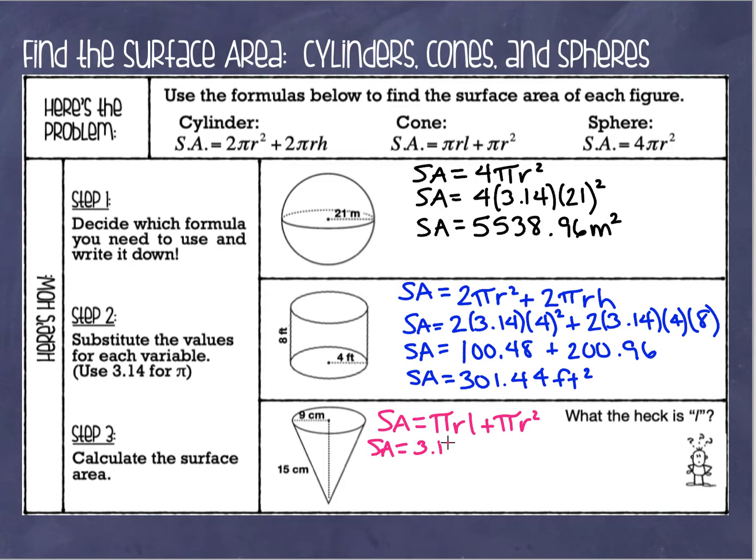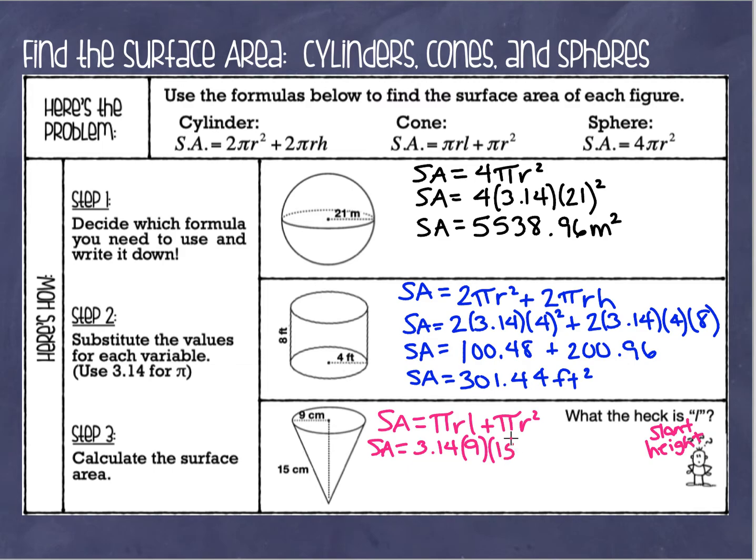Pi is 3.14. The radius is 9. Look, this little guy's asking, what the heck is that, right? This stands for the lateral height. That means the slant height, right? So I'm just going to write this here so you know. It's the slant height. So not the straight up and down height, but the slant height, which is right here on the side. Okay, so anyway, get back to our problem here.